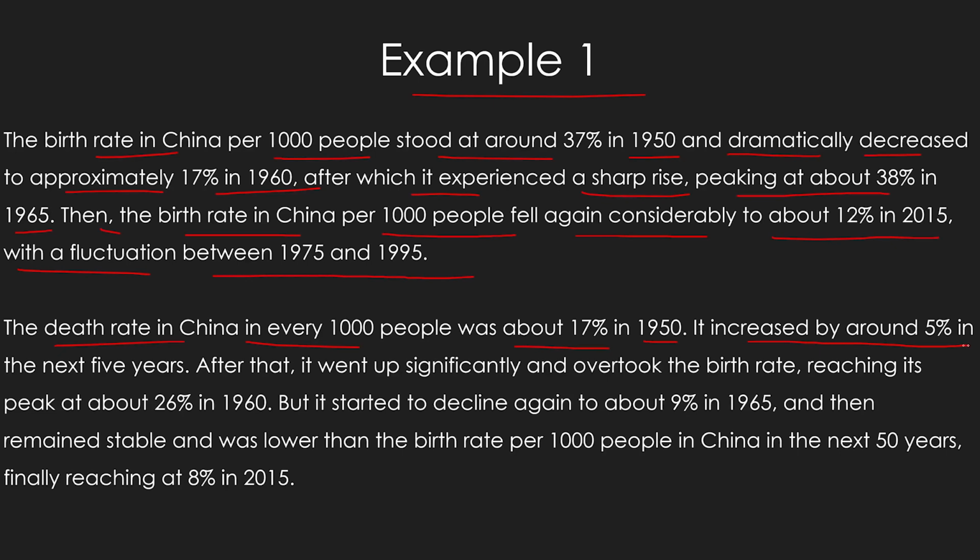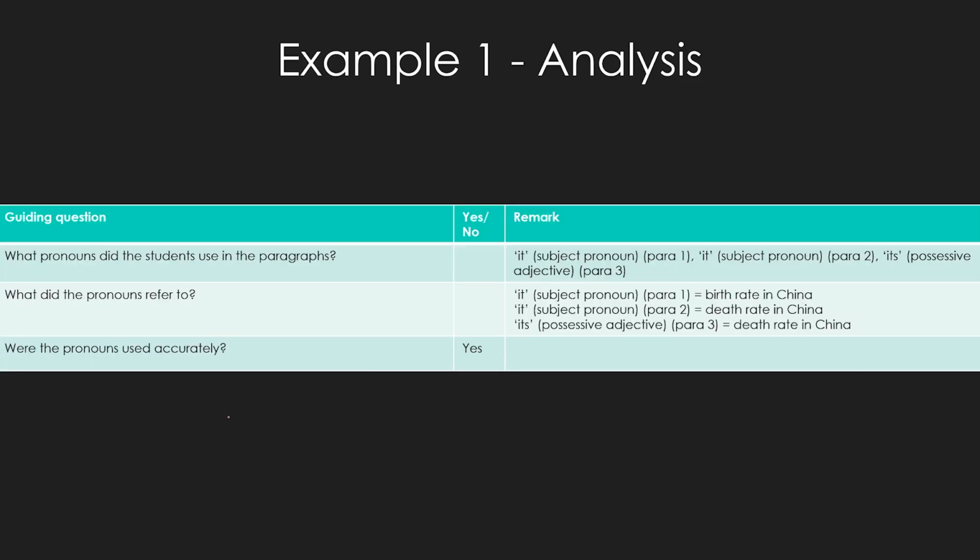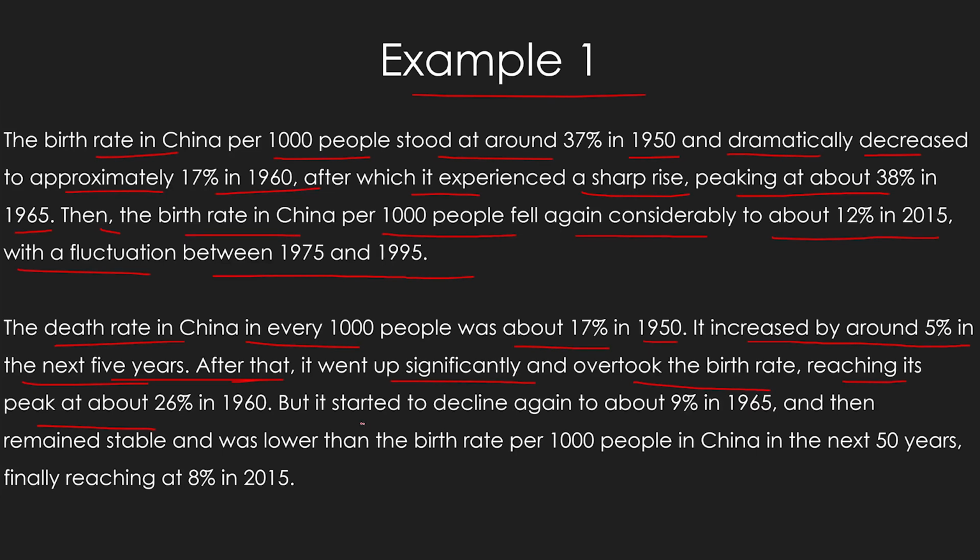The death rate in China in every 1,000 people was at about 17% in 1950. It increased by around 5% in the next 5 years. After that, it was up significantly and overtook the birth rate, reaching its peak at about 26% in 1960. But it started to decline again to about 9% in 1965, and then remained stable and was lower than the birth rate per 1,000 people in China in the next 50 years, finally reaching at 8% in 2015.